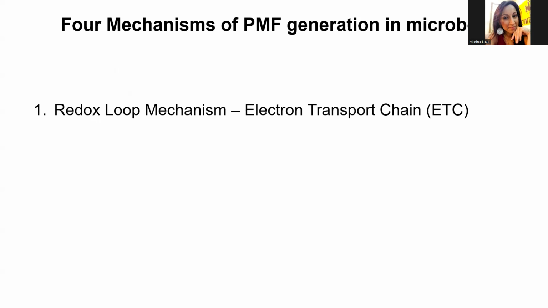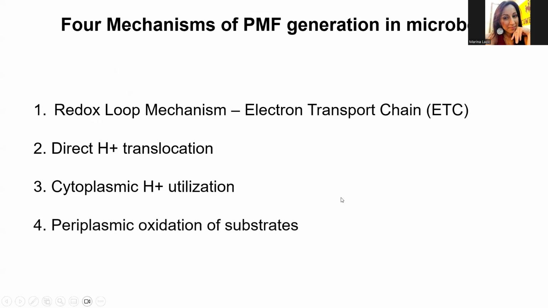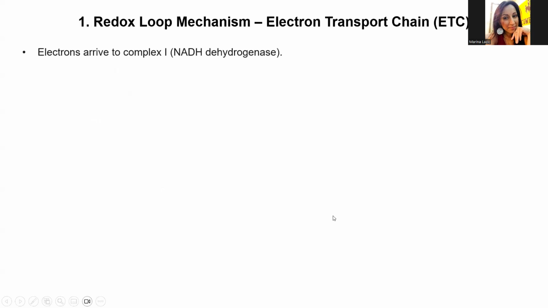Then you have something called direct hydrogen or H+ translocation. This is common for certain organisms, like light-dependent organisms. It involves light regulation, and cytoplasmic proton utilization will be something that you will see in organisms that are able to survive in highly acidic conditions, because they don't want to open their gates. They prevent a lot of hydrogen ions from coming in, so they deal with that in the cytoplasm. And you have something called periplasmic oxidation of substrate, a separate way of doing it.